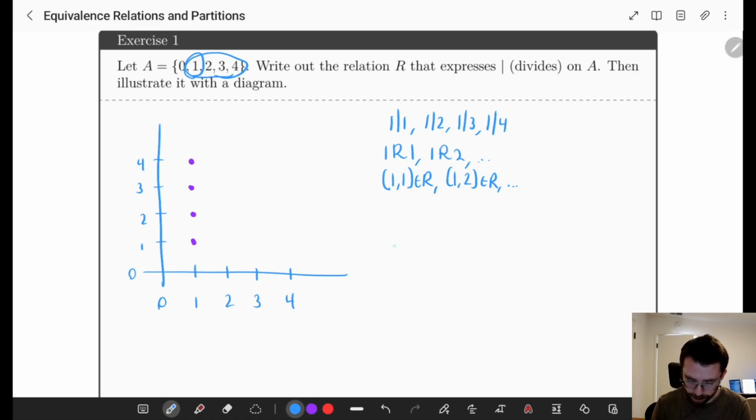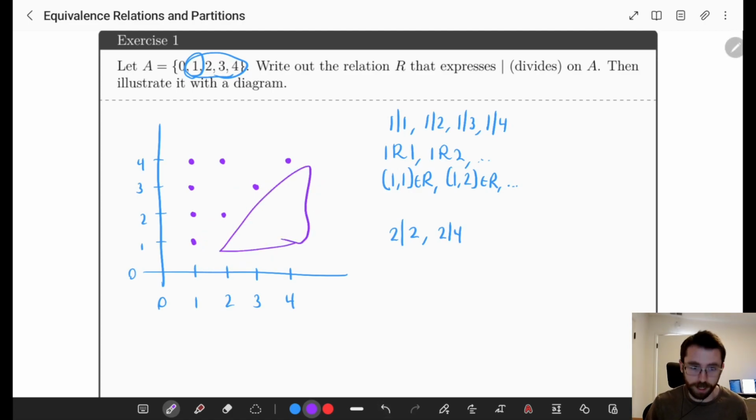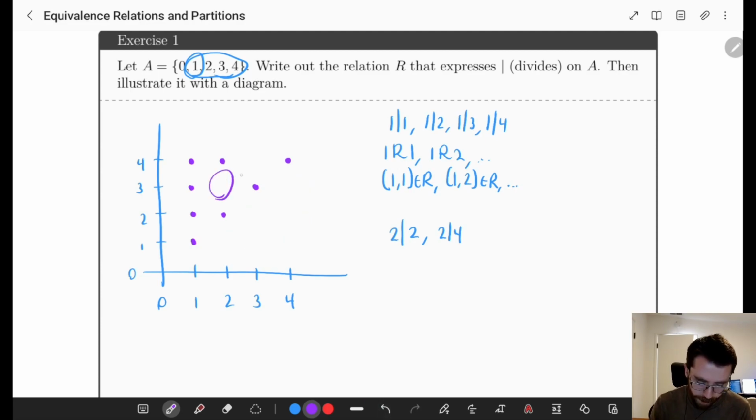What about 2 dividing numbers? Well, 2 divides 2 certainly, and 2 divides 4. 6 isn't in here, so I guess I can't write 6, but just highlight everything that 2 divides, and then similarly 3 divides itself. 3 would divide 6, but 6 isn't in the set A, so we have that, and then 4 divides itself. So you get some nice pattern like that. No integer here is going to divide something lower than it, so this is all empty, of course. And then you have empty slots where, for example, here 2 does not divide 3, here 3 does not divide 4.